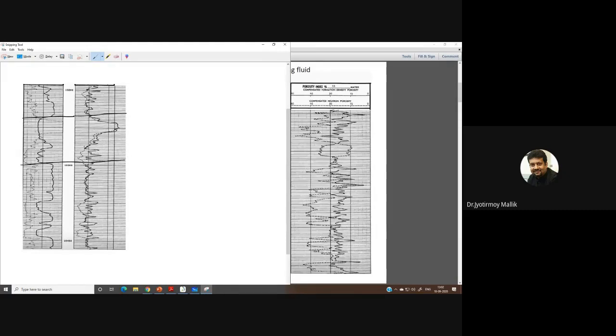Here is also a sandstone unit. Here is also another sandstone unit. This is one unit of sandstone, this is the second unit of sandstone, the third unit of sandstone. And let's just right now focus on the first unit.